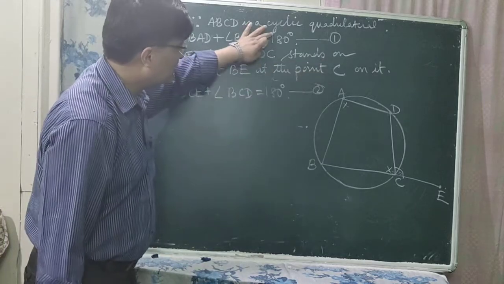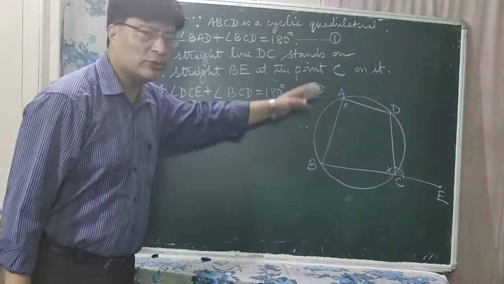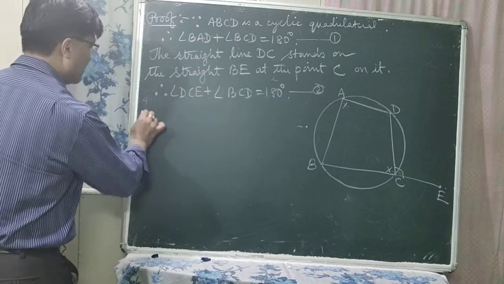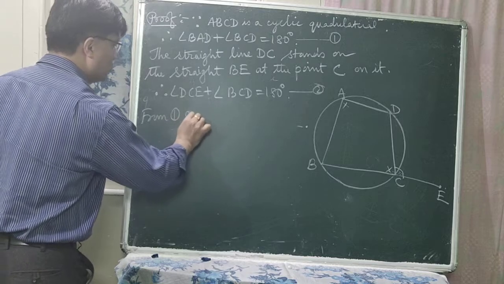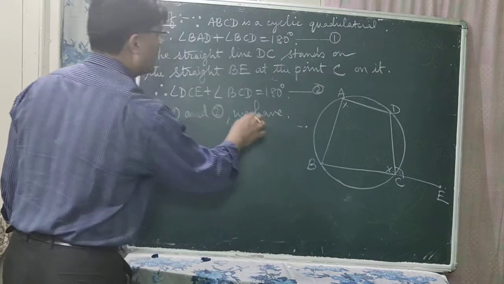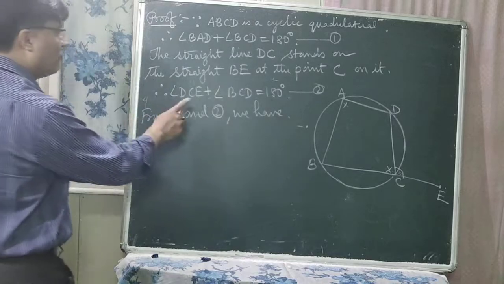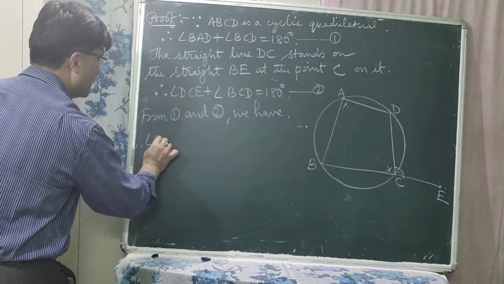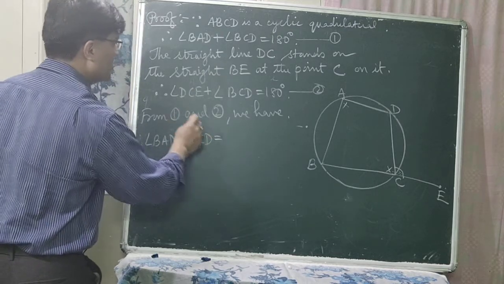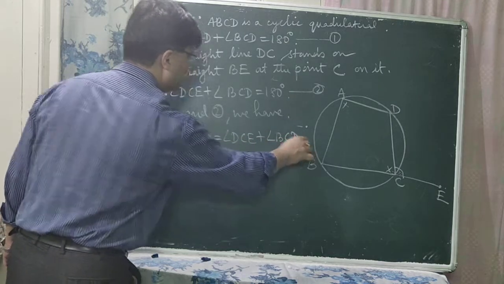if the right hand sides are equal, left hand sides must be equal. So from 1 and 2, what can I write? These left hand sides are also equal. So we have, from 1 and 2, therefore angle BAD plus angle BCD is equal to what? Angle DCE plus angle BCD.